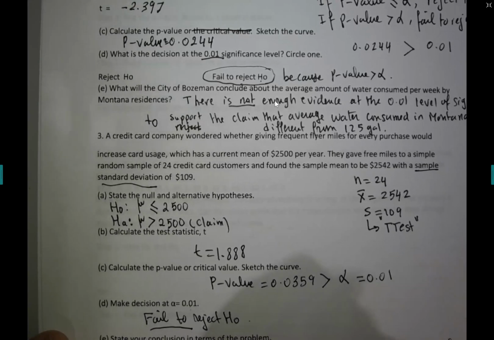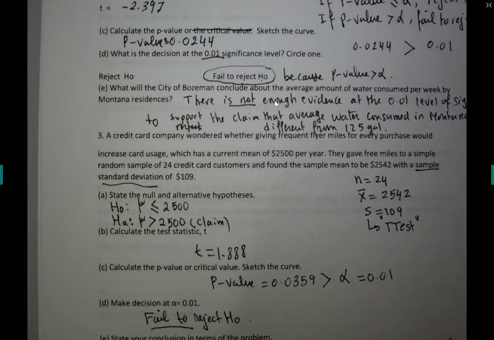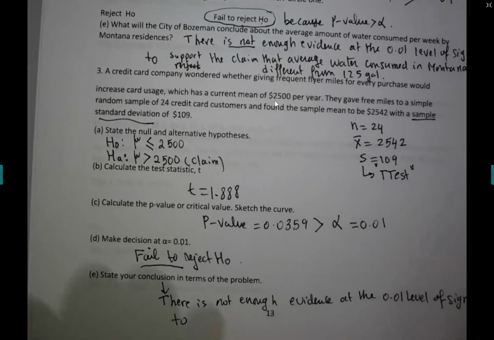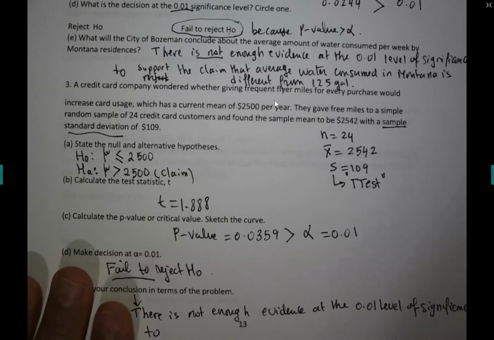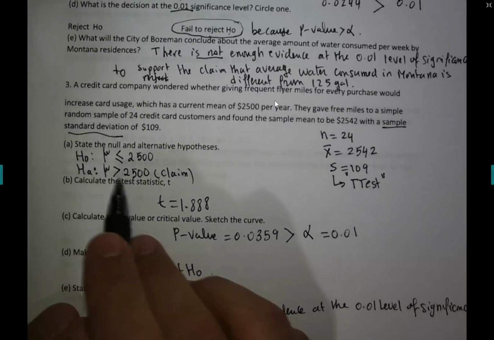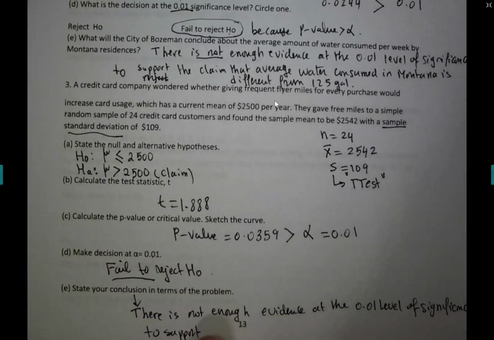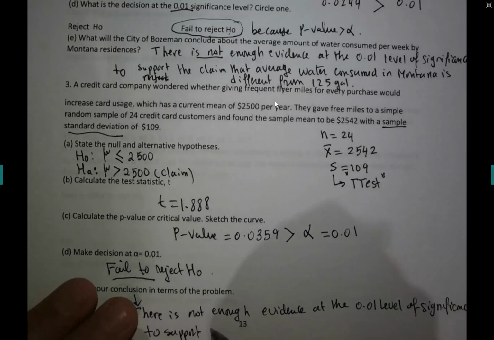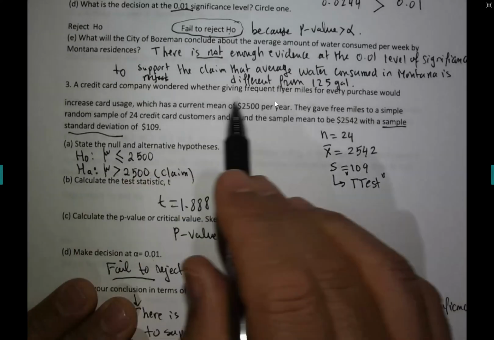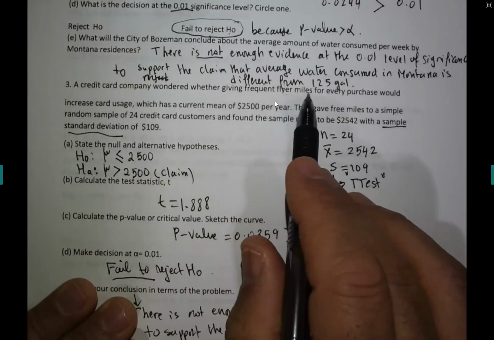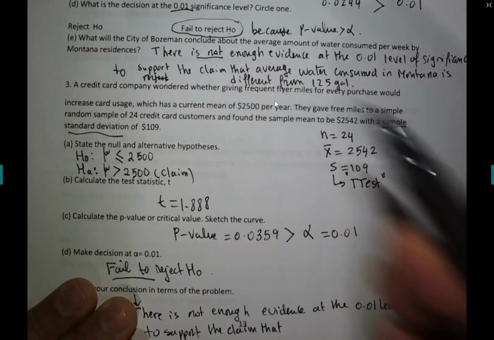Can someone tell me what's the word here, support or reject? Support, yes, because the claim is in HA, you use the word support. We're not saying we're supporting, we're saying we're not supporting. There's not enough evidence to support the claim that giving frequent flyer miles for every purchase would increase card usage.